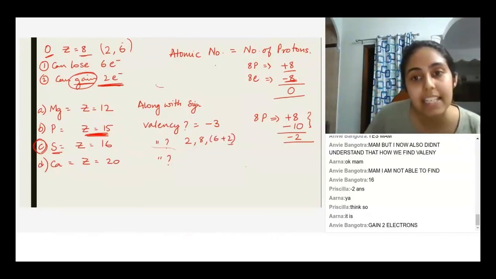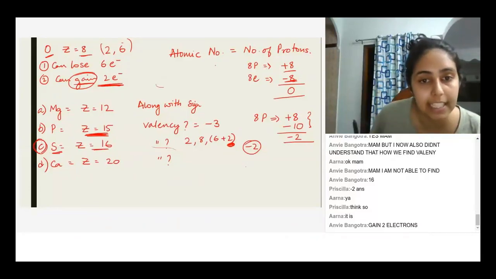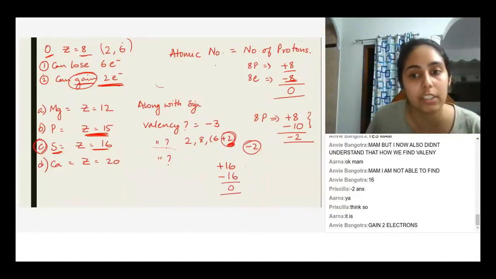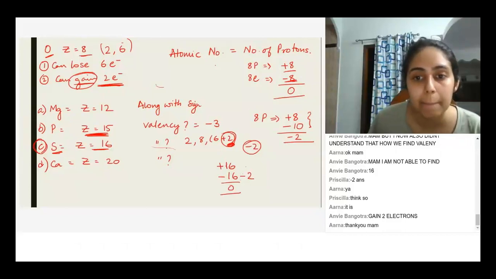So the valency will be -2. How did I get -2? Because when I say gain 2 electrons, electrons are negatively charged, right? So initially sulfur atomic number is 16. That means number of protons will be 16. Protons are positively charged. And initially number of protons will be equal to the number of electrons. So +16 -16 total was 0. Now I said it has to gain 2 electrons. So I'm going to add 2 more electrons, right? Because electrons are negatively charged, so this will become -18. And thus the valency will be minus.